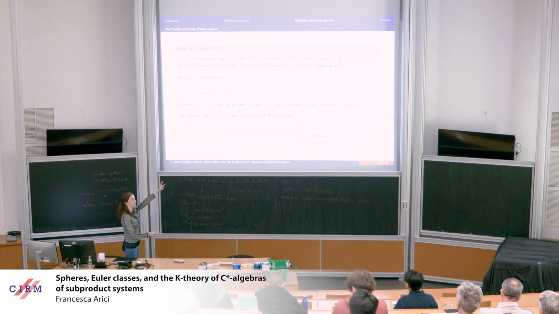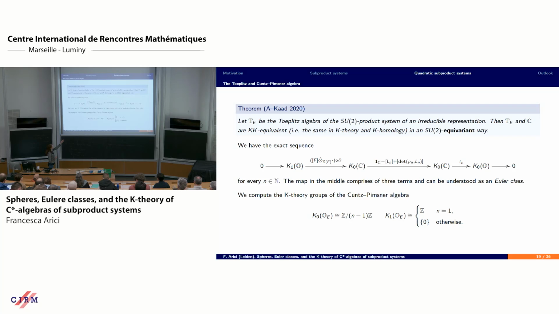So then we said, okay, we got the Euler class, nice. Of course, now this Euler class is just a number in this case, but it's really what we were after. And then you can compute the K-theory groups of this Cuntz-Pimsner algebra, and there is quite some torsion in K0.